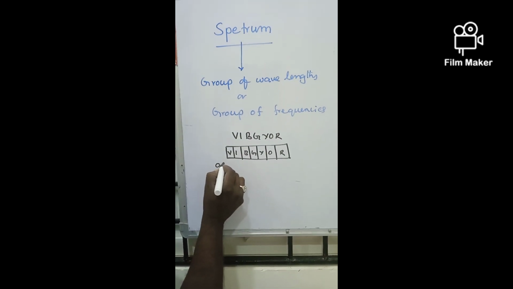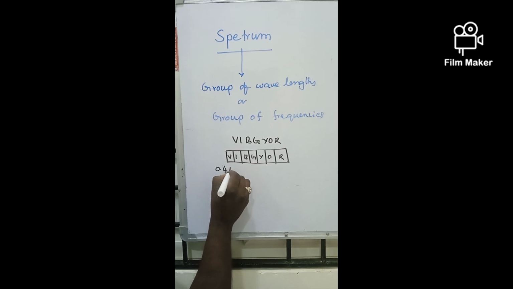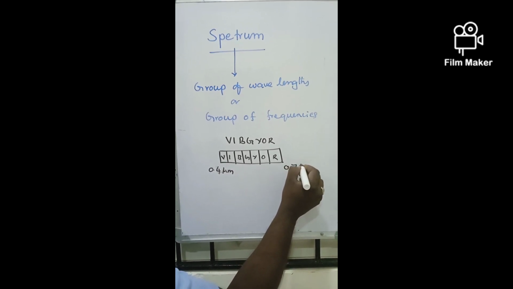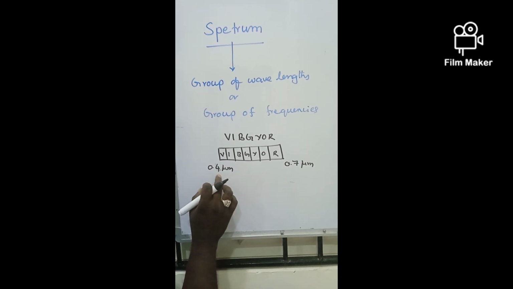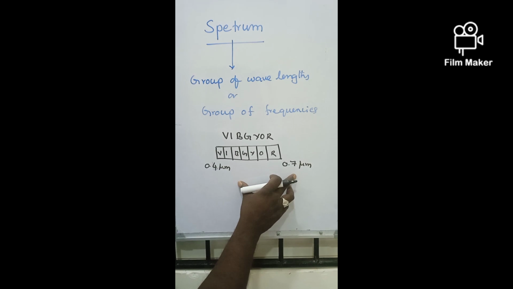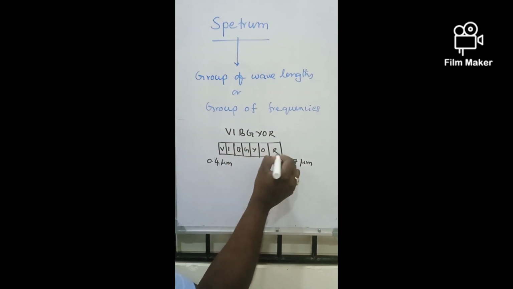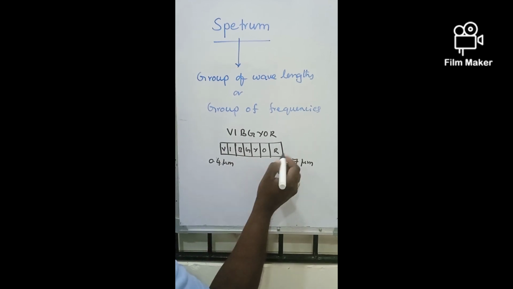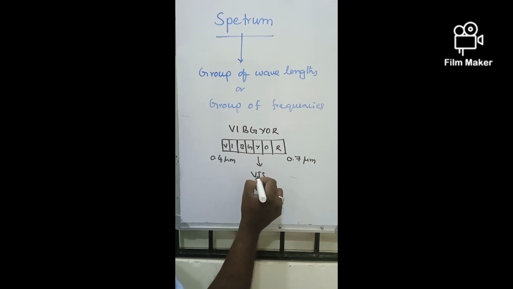So violet has a wavelength of 0.4 micrometers, and red is 0.7 micrometers. The remaining colors vary between 0.4 and 0.7. So this is a group of wavelengths only, and it is also called a spectrum. Which type of spectrum is it? Visible spectrum.